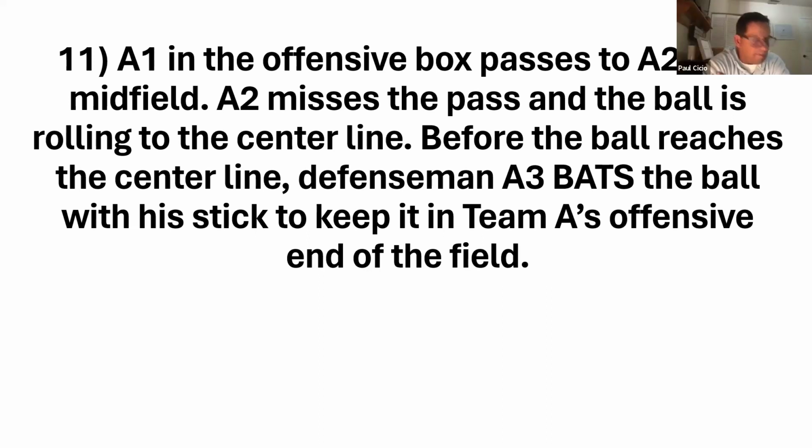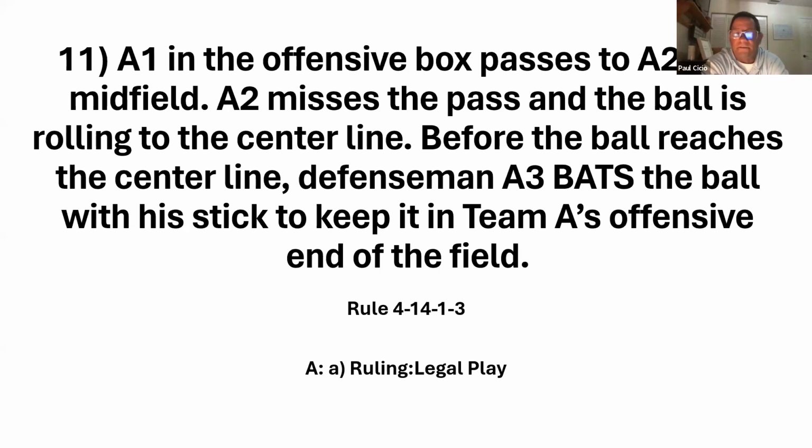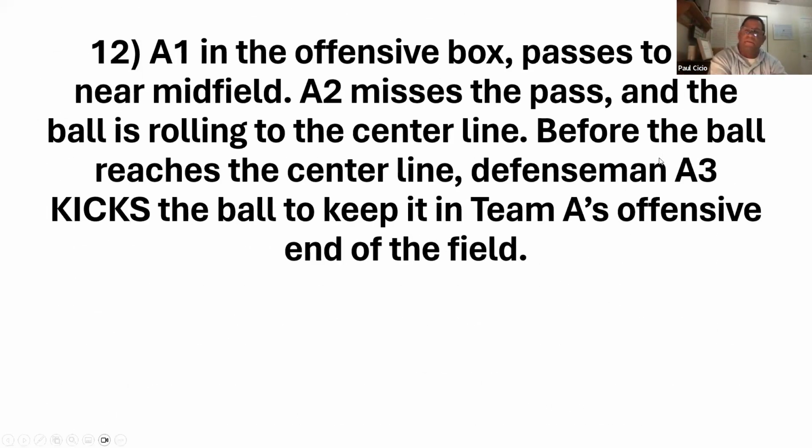11. Did we do 10? Yeah, 11. A1's in the offensive box, passes to A2 near midfield. A2 misses the pass and the ball's rolling to the center line. Before the ball reaches the center line, the defenseman A3 bats the ball back with his stick to keep it in A's offensive end of the field. That's a legal play, as long as he doesn't possess the ball. That's why they're taught to use the back of their stick. If they use the front of their stick, they probably will possess it. At any time, if they possess it, it's a turnover.